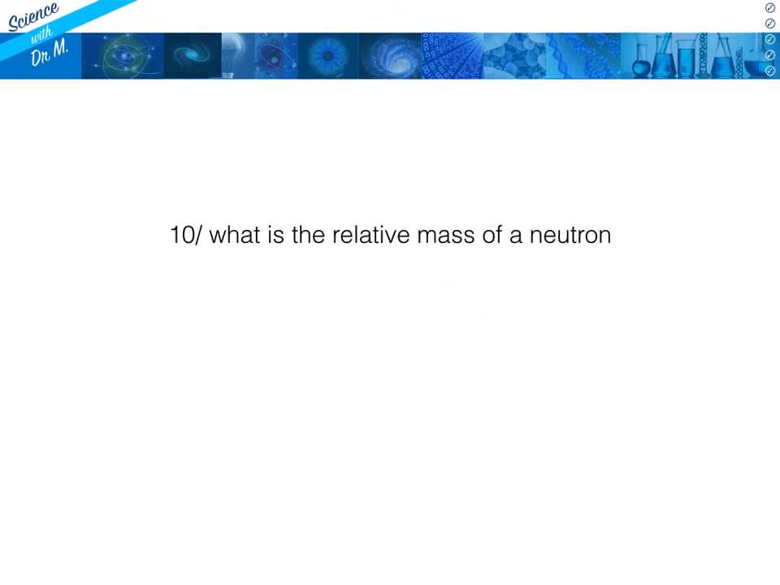Number 10, what is the relative mass of a neutron? So what's the mass of a neutron? And the answer, 1. 11, what is the relative mass of a proton? And the answer is 1.